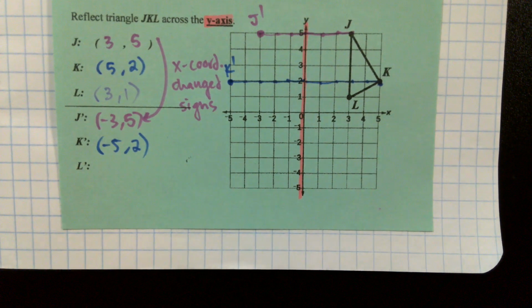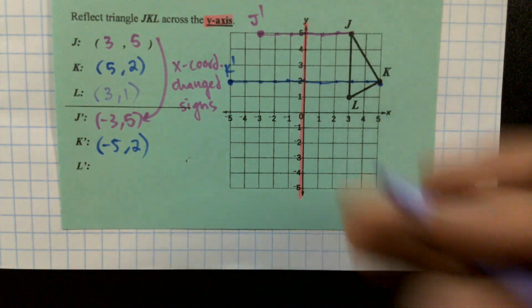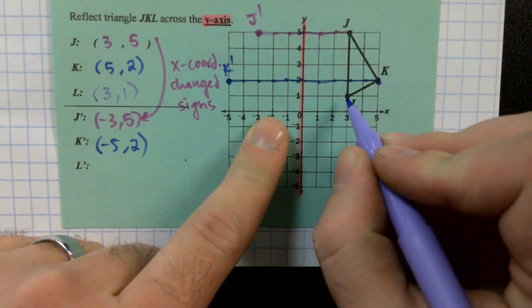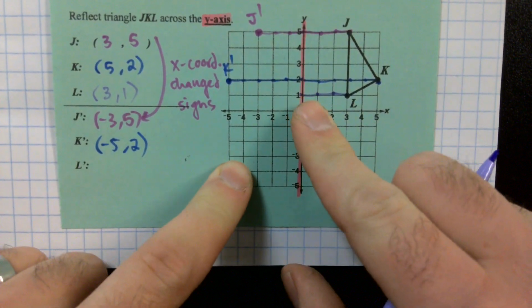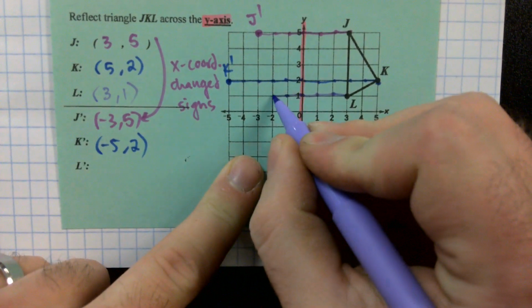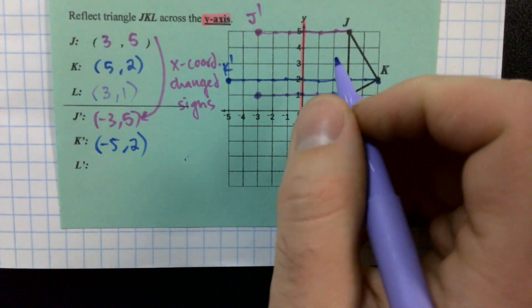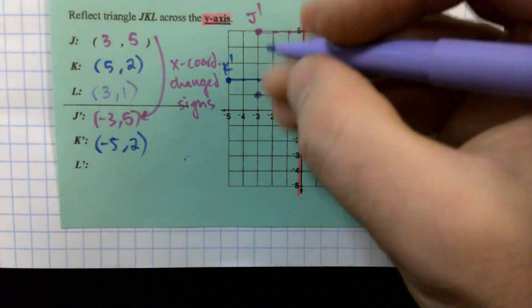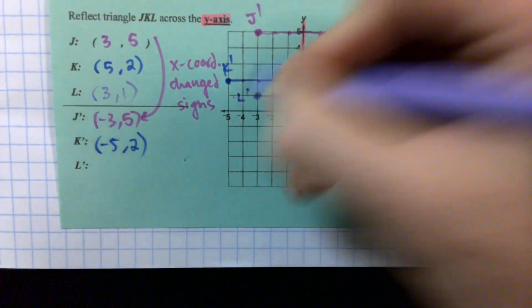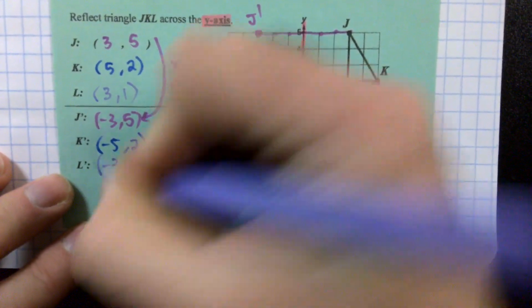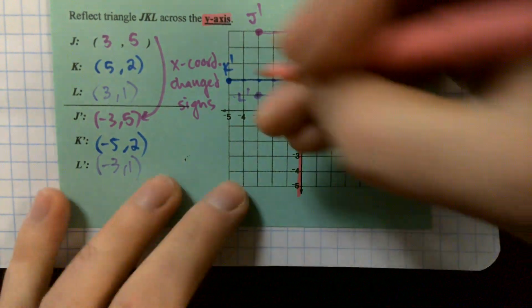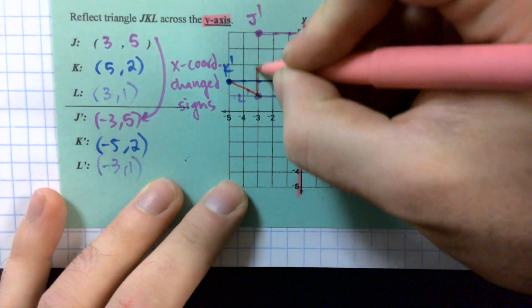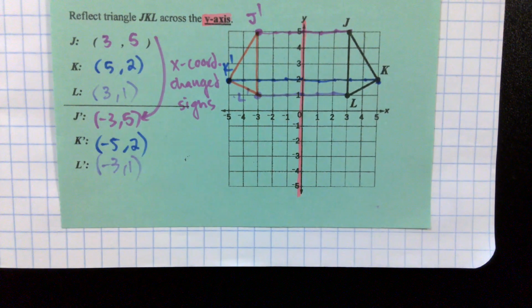Just like that. Okay? How far away is point L from that mirror line? Last one. 3 spaces away. 1, 2, 3. How many spaces past it am I going to count? 3. 1, 2, 3. Boom. What are L prime's coordinates going to be? -3 and 1. Zach, go ahead. What am I going to do with my 3 dots now? Connect the dots. We're going to connect them up to make our new triangle.